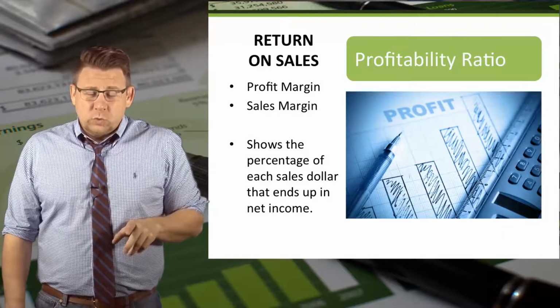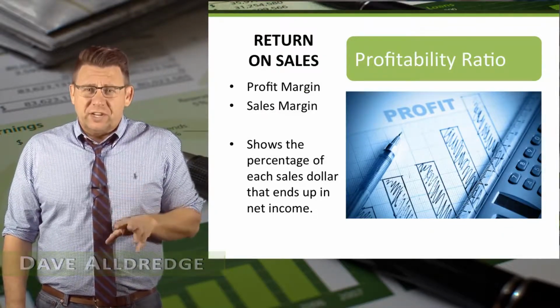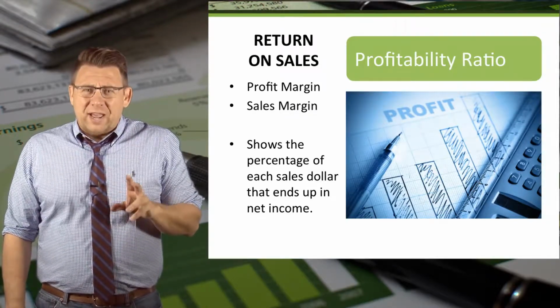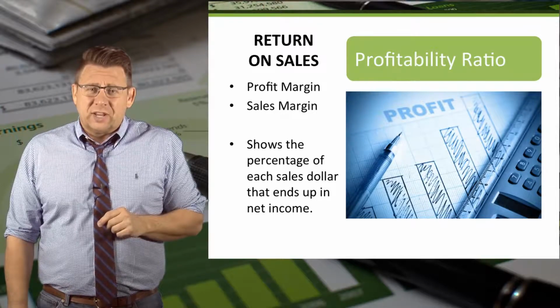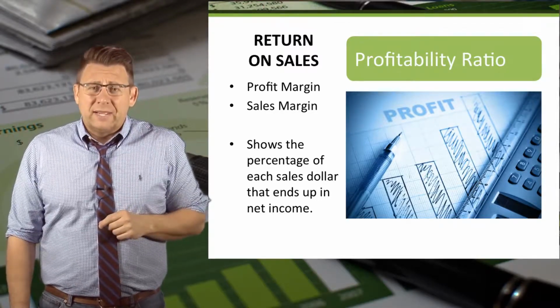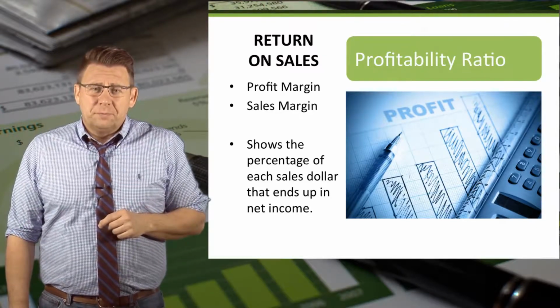Return on sales, which is sometimes called profit margin or sales margin, shows the percentage of each sales dollar that ends up in net income. Companies strive for high rates of return on sales. The higher the percentage, the more profit that's being generated by sales dollars. Return on sales is a measure of profitability.